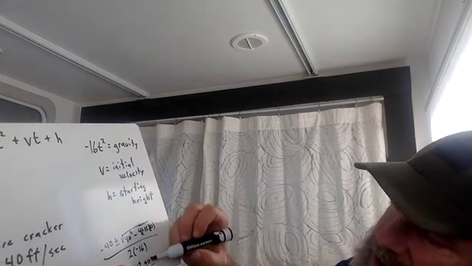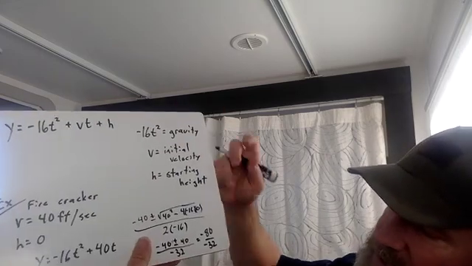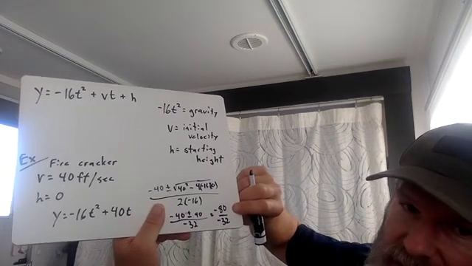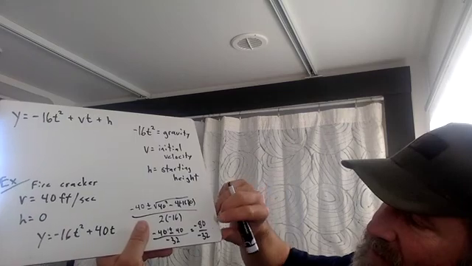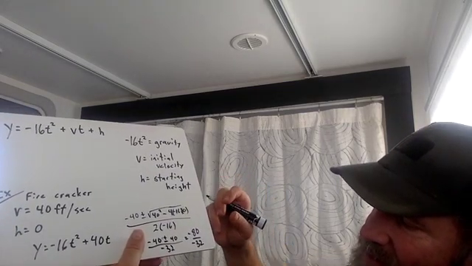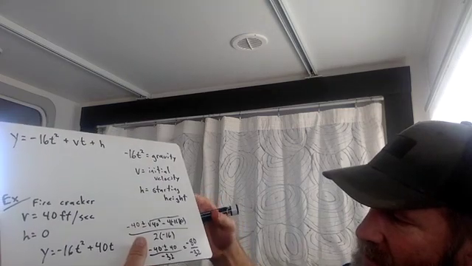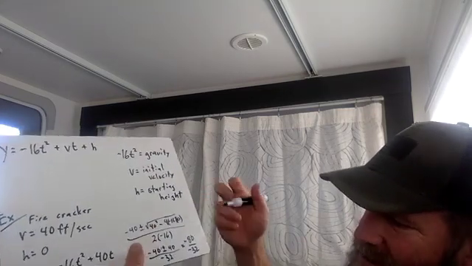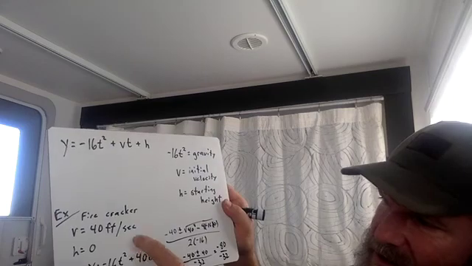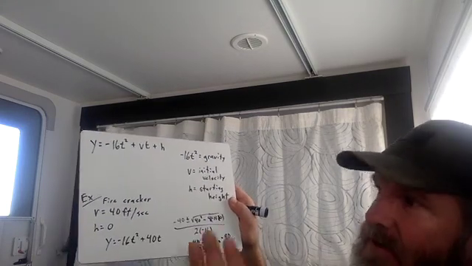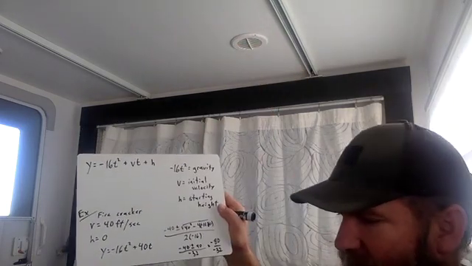All right, the other one, negative 40 minus 40, is negative 80. So you'd end up with negative 80 divided by negative 32. And if you divide a negative by a negative, you get a positive number. And 80 divided by 32 is about 2.5, probably a little bit more than 2.5. So it takes a little bit more than 2.5 seconds in this example for the firecracker to go all the way up and come all the way back down and hit the ground.